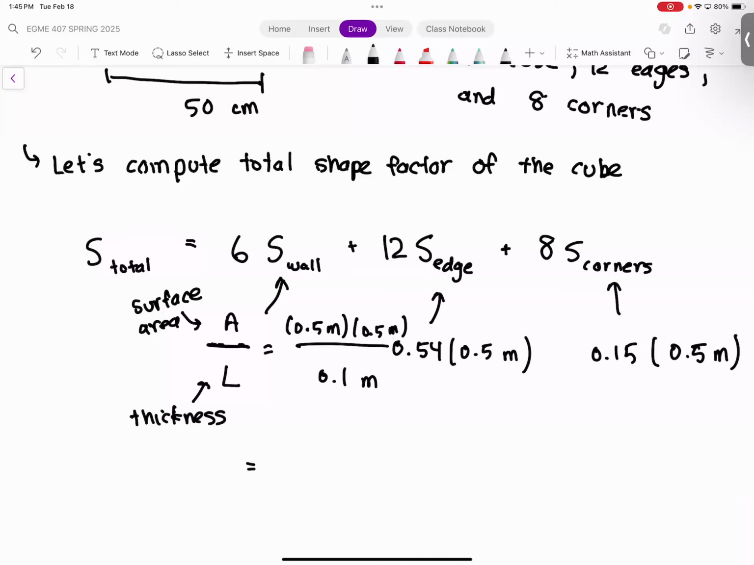All right, so if you add all this together, and so you multiply each one by 6 and 12 and 8, then we get a total shape factor of 18.36 meters.